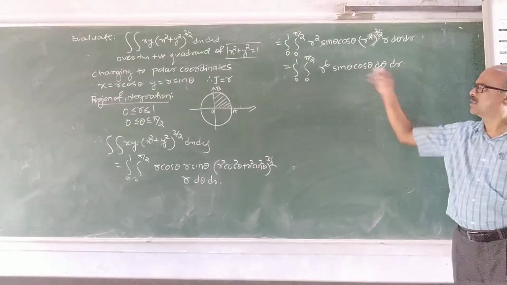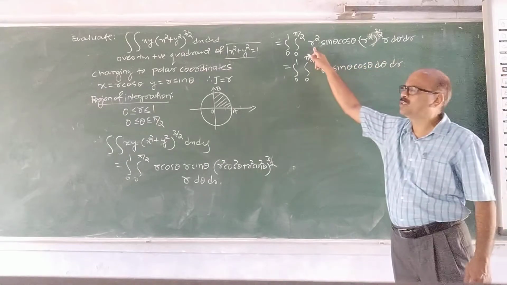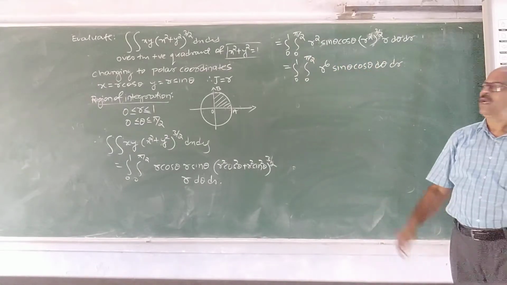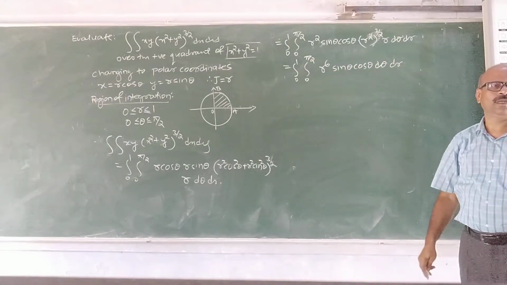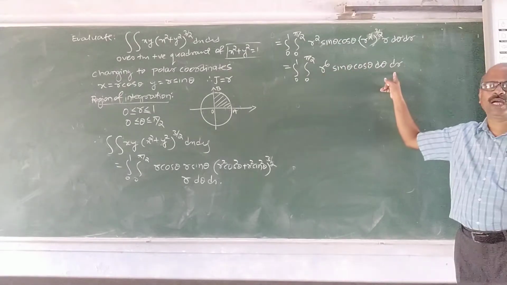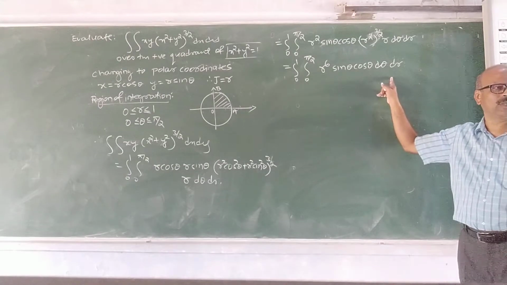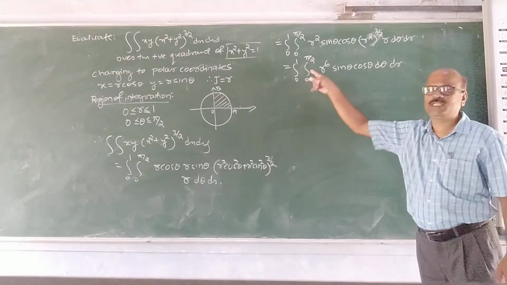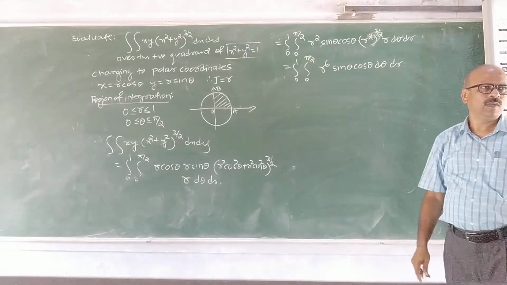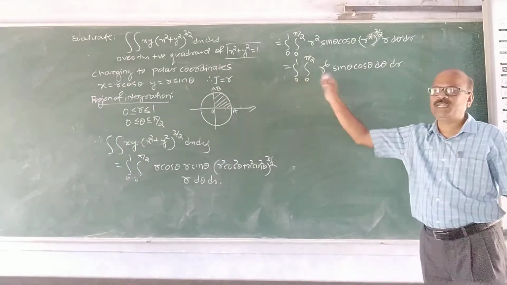d theta dr. Is it r raised to 6? r cube, r raised to 4, r raised to 6. Now how to integrate this? You can integrate with respect to theta or with respect to r, with respect to theta first or with respect to r first, because both limits of integration are constants here. But if you have to integrate with respect to r first, you have to change the limits of integration.